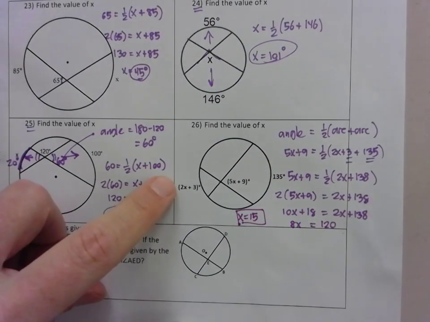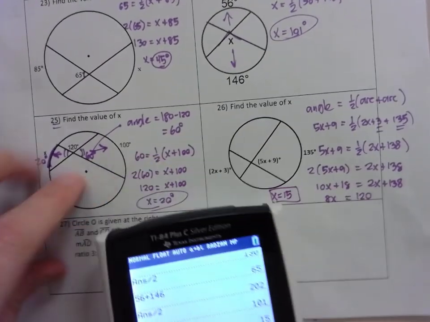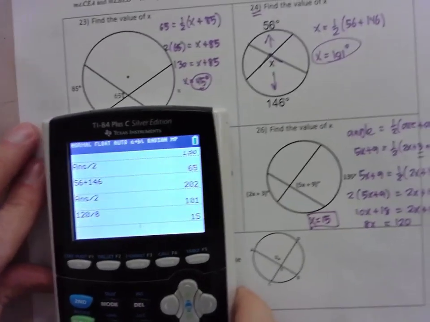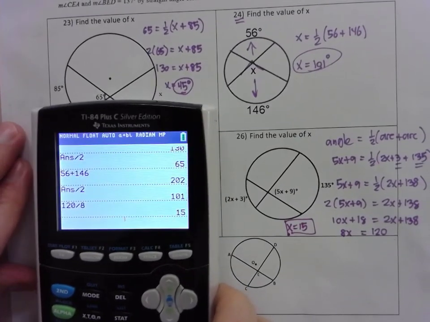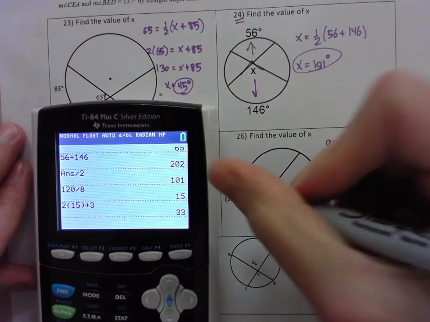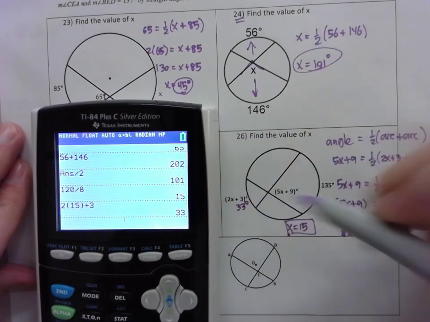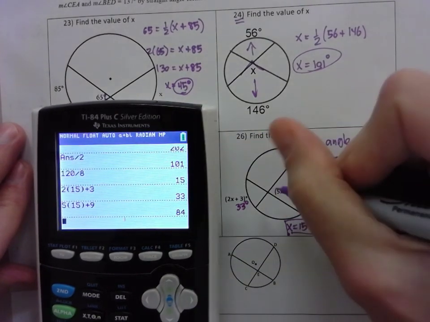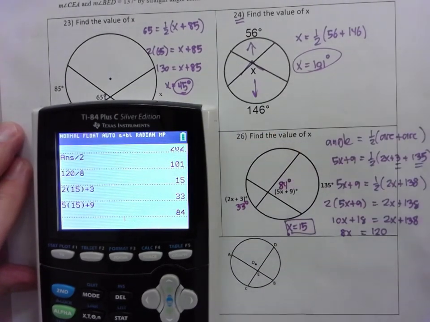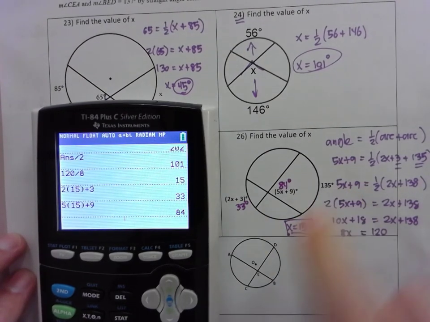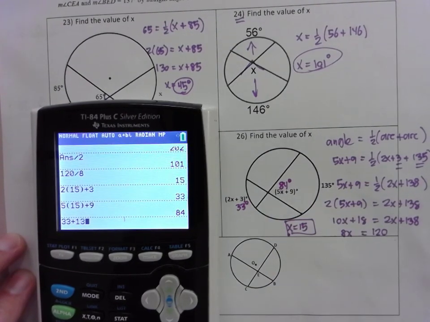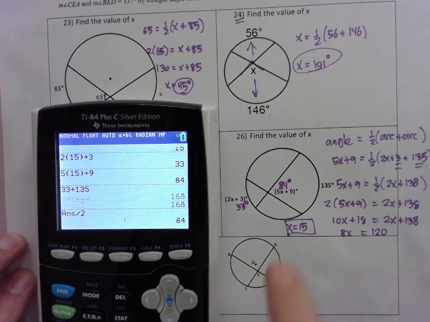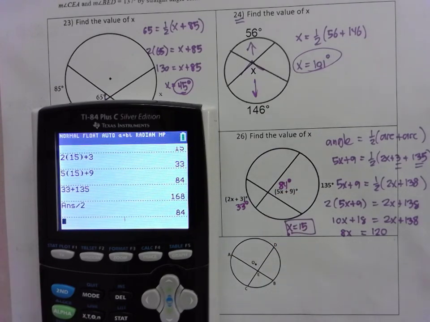If you want, you can plug it back in just to make sure it works. So what I would do on that problem is plug in the 15 into 2x plus 3. And that's going to be 33 degrees. And same thing here, 5 times 15 plus 9. That's 84 degrees. And if you average the 33 and the 135, you're going to get 84. So the math checks.